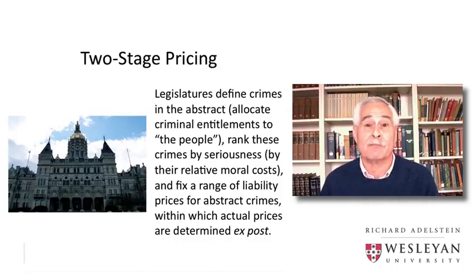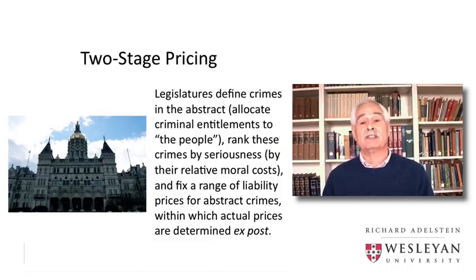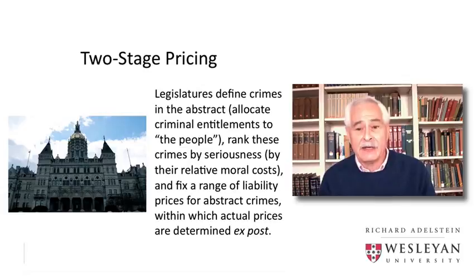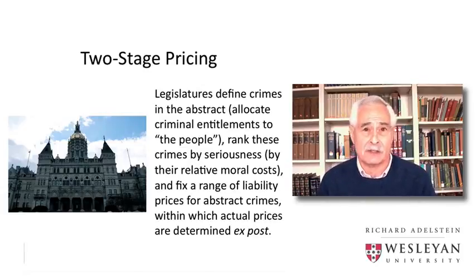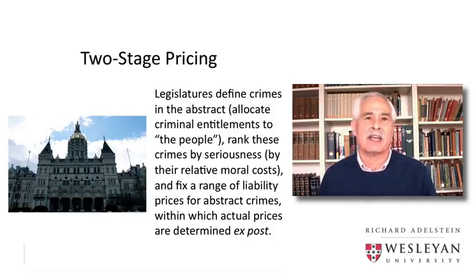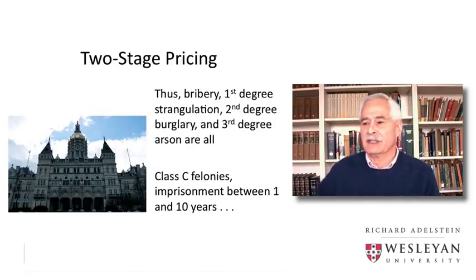Once abstract crimes have been ranked by the legislature in terms of their seriousness, the legislature then fixes a range of liability prices for abstract crimes, and then the actual price, which will be imposed upon any given convicted criminal, will be determined after the fact of the crime from within that range of penalties specified by the legislature. The actual penalty will be determined after the fact by the jury as it measures the moral costs of the crime in terms of the circumstances of the case as they've been revealed in the criminal proceeding itself.